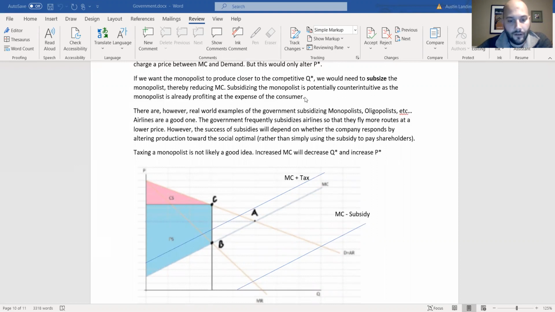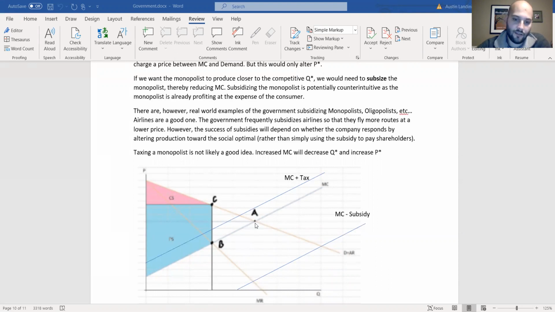Well, if we want closer to the competitive quantity produced, and the market is monopolized, we know that the competitive quantity won't be produced. The only way is to reduce marginal costs for the monopolist somehow, so that it produces here where MC equals MR, and then we have this price, this quantity, which is the competitive price and quantity.